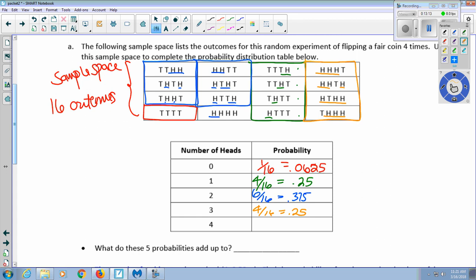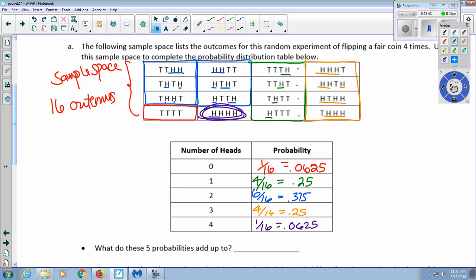And finally, the probability of seeing 4 heads. That's this one here. Again, only 1 out of 16, or 0.0625. So using the sample space, we're able to find the probability of all the different scenarios, the different counts, because we're counting the number of heads we're seeing.